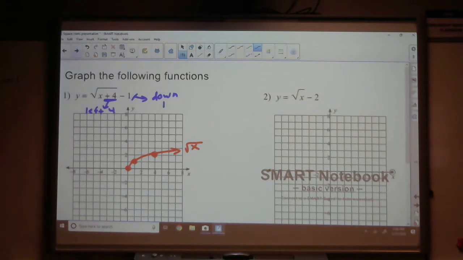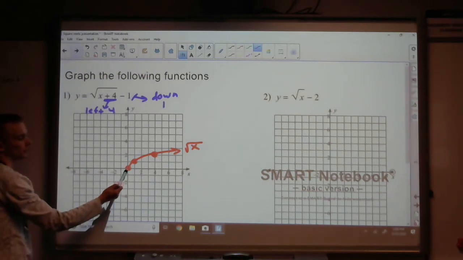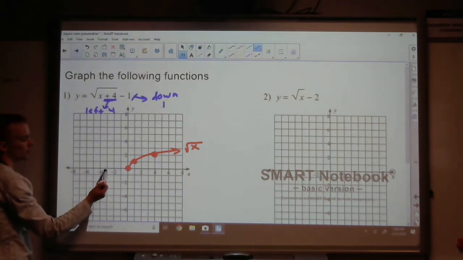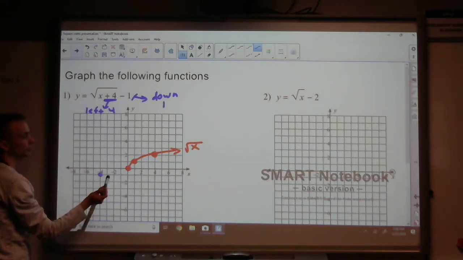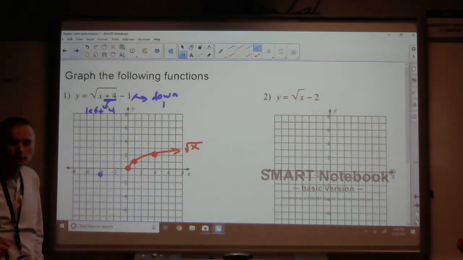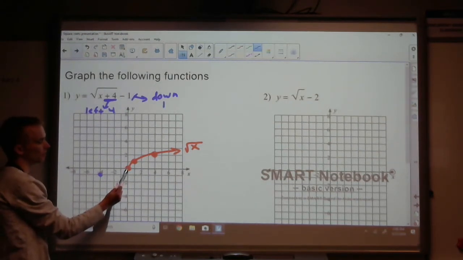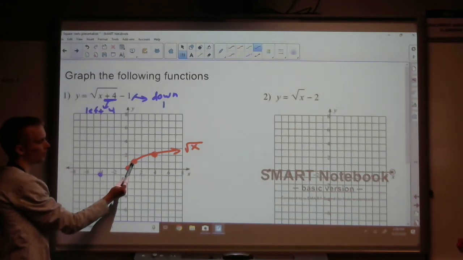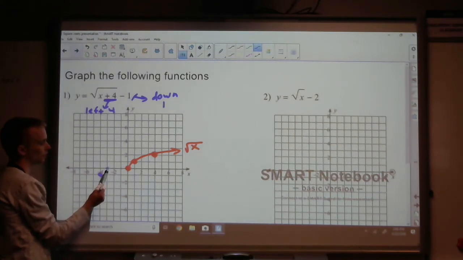So what happens with this graph? I go left 4, so I'm going to go 1, 2, 3, 4, and then down 1. And so this point here is going to move over to here. But then the shape of the graph is going to be exactly the same. You'll notice on this one, you went over 1, up 1, so on this one, you're also going to go over 1, up 1.